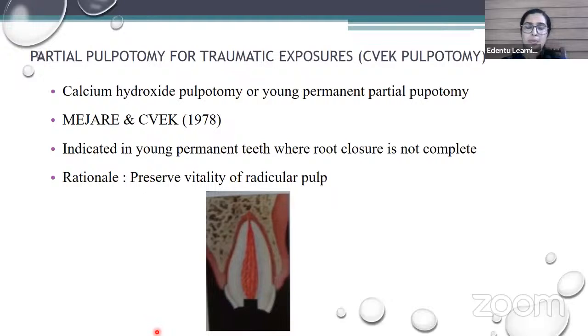Now, talking about pulpotomy, you also have to know about partial pulpotomy for traumatic procedures, which is nothing but the Cvek pulpotomy, which is indicated in the young permanent tooth. I hope you all know what a young permanent tooth is. That is an immature tooth which has an open apex, where the root closure is not complete. So Cvek pulpotomy or partial pulpotomy is a particular method indicated for this young permanent tooth, and the rationale is basically to preserve the vitality of the radicular pulp. Okay, so just have an idea regarding the same.